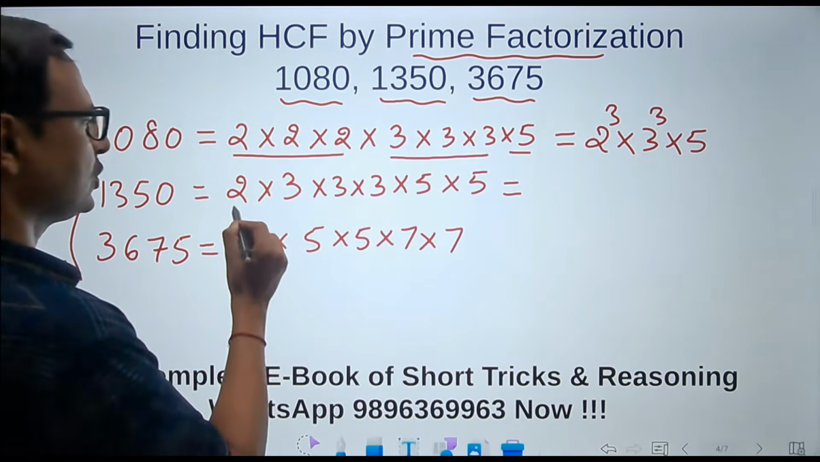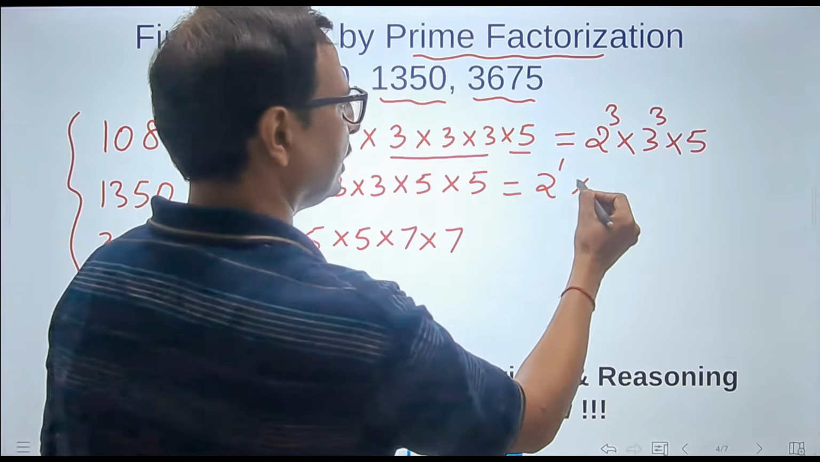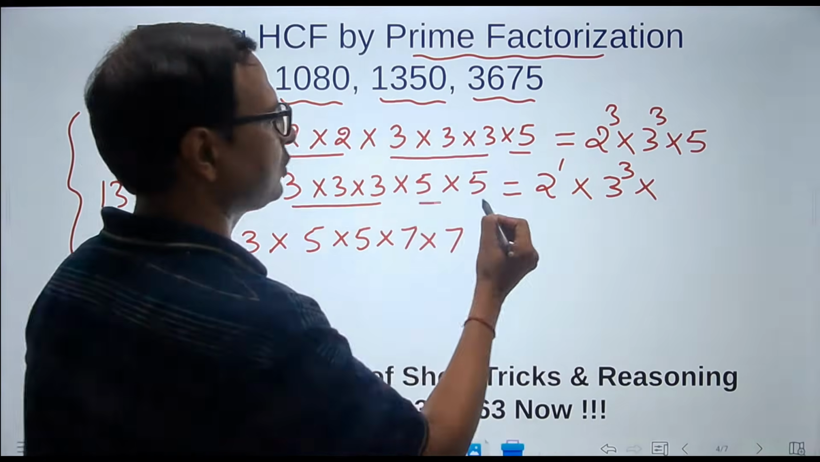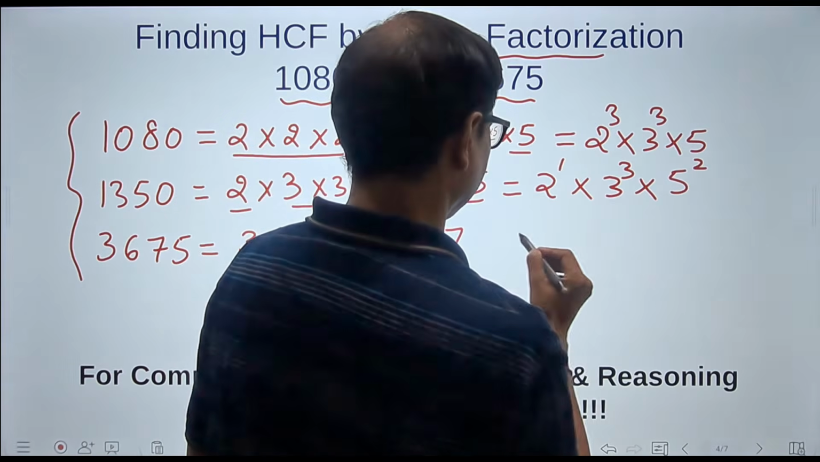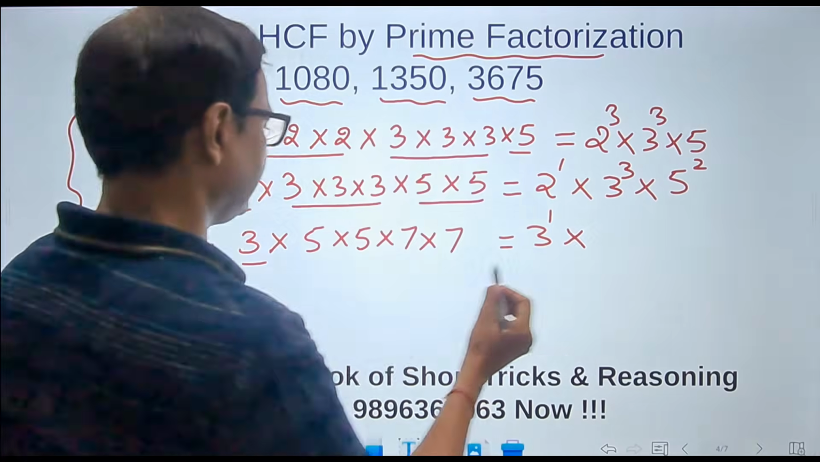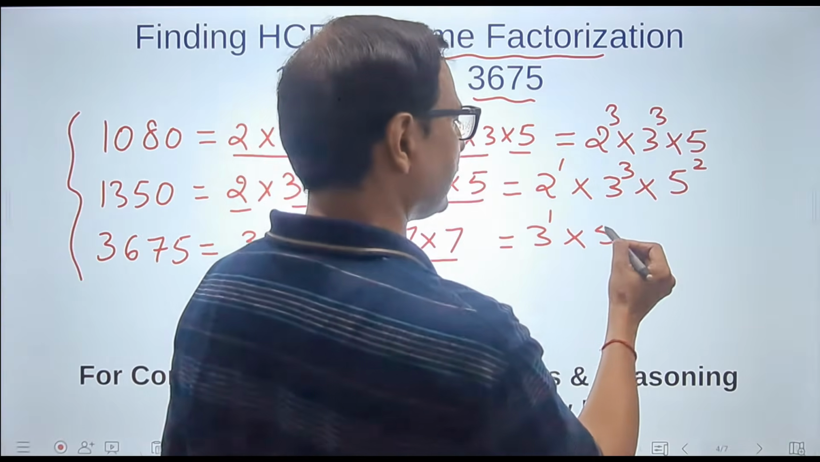This is 2 raised to power 1. And then we have 3 3's, so 3 raised to power 3. And then we have 2 5's, so 5 raised to power 2. Likewise here we have 3 power 1, and then 5 power 2 and 7 power 2, right?